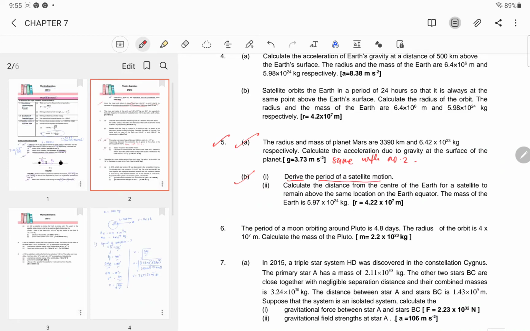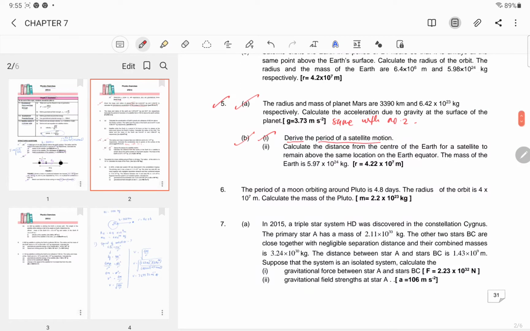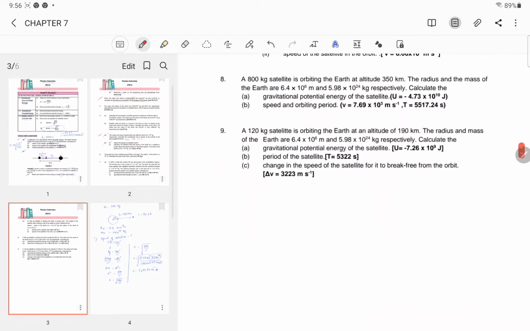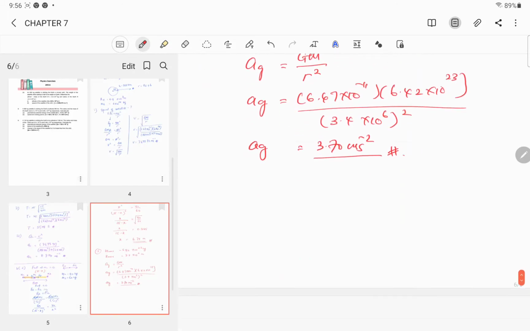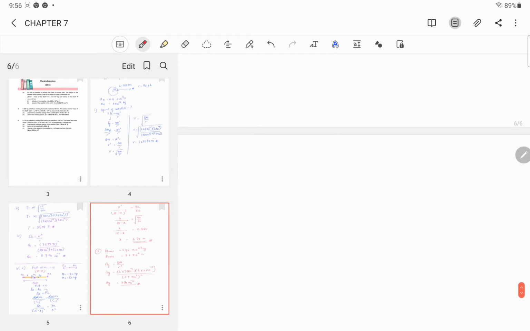Okay, number 5B. Derive the period of the satellite. Okay, so you have to derive the period of the satellite. So macam mana cara nak derive? Okay, kita tengok derivation for the period of the satellite. Okay, number 5B. Derivation of the period of a satellite. Okay, daripada mana?